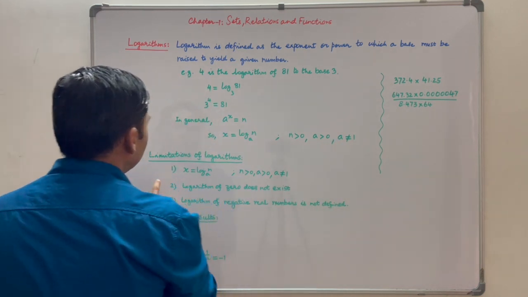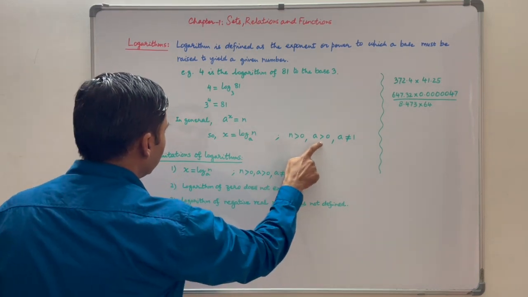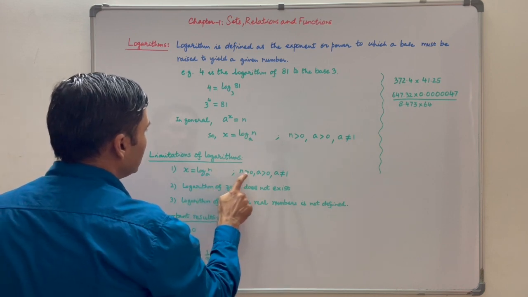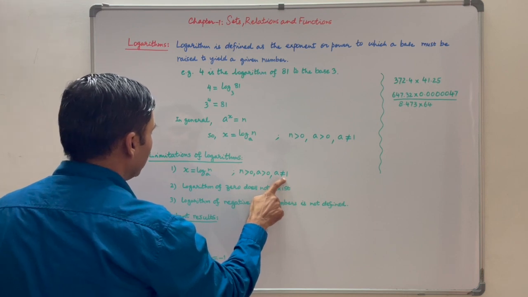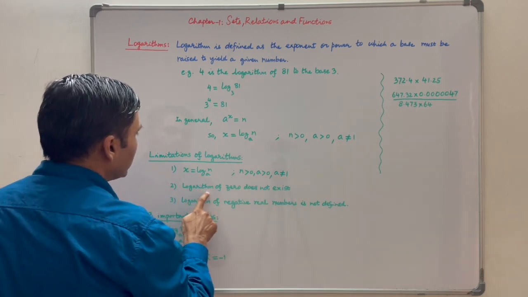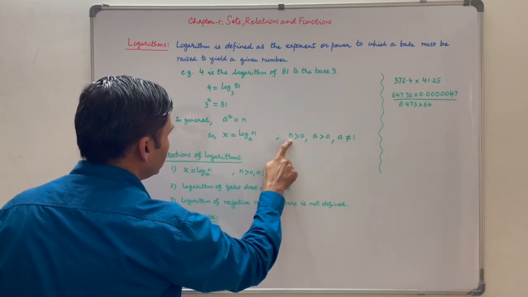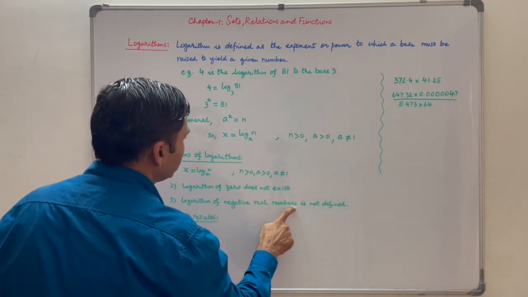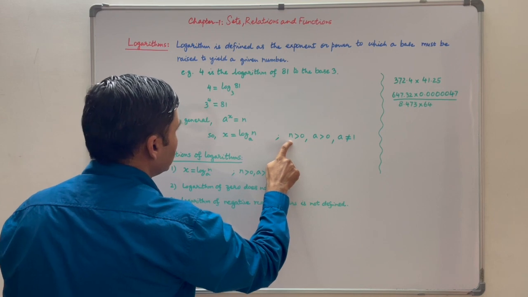There are three limitations of logarithms. First one we have seen here: x is equal to log n base a means n should be greater than 0, a should be greater than 0 and a should not be equal to 1. Second condition, logarithm of 0 does not exist, which means n should not be equal to 0. Third condition, logarithm of negative real numbers is not defined, which means n cannot be less than 0.